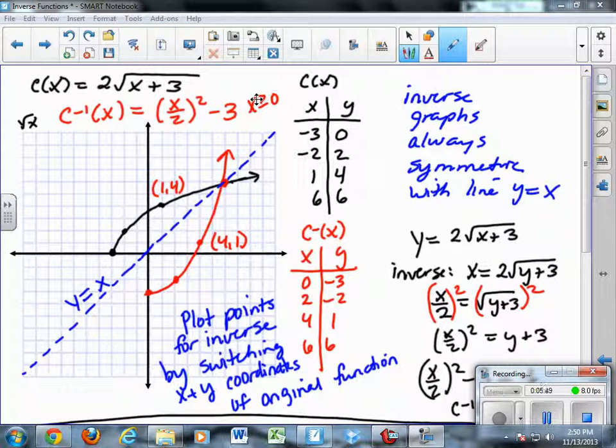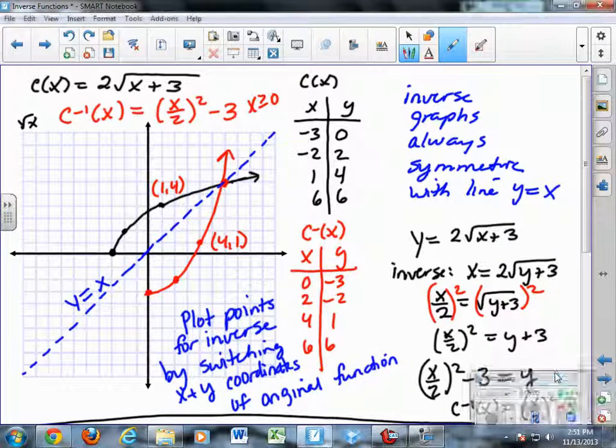So, a couple of big ideas you notice here. Plot points for the inverse by switching the x and y coordinates of the original function. That's one thing. And the other is that inverse graphs have this special symmetry. They are reflections across the line y equals x, and that's always true for inverse functions.